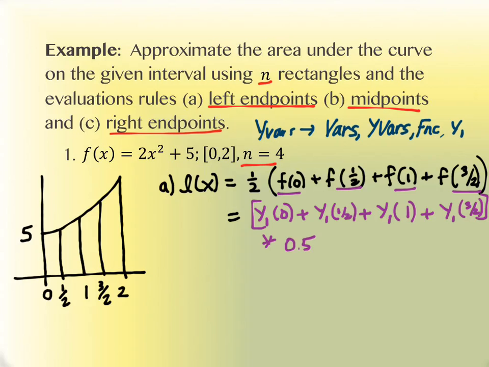So once you get to y vars and you get here, you push enter. Parentheses, and then whatever value it is you want in there. So, 13.5. Is it supposed to look like this?